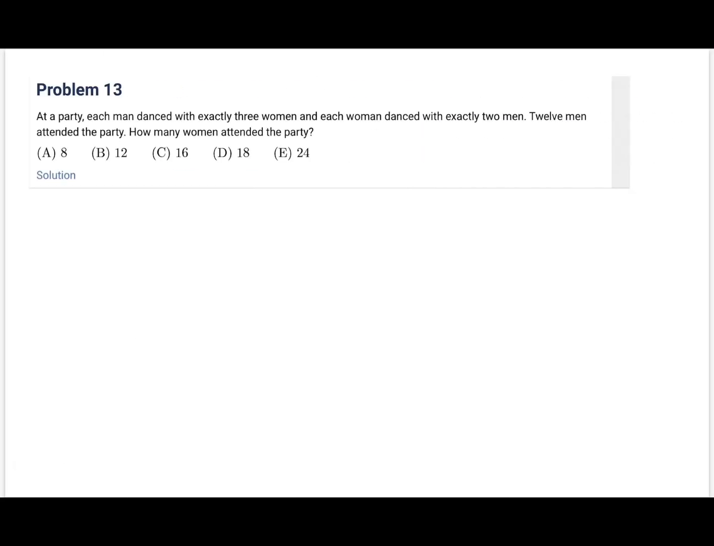Number 13. At a party, each man danced with exactly 3 women, and each woman danced with exactly 2 men. Okay, 12 men attended the party, right? 12 men, and then each danced with 3 women. That must mean that there were 36 total pairs. So this 36 came up by 12 times 3, right?